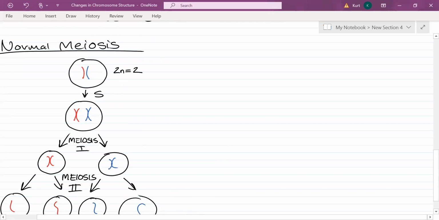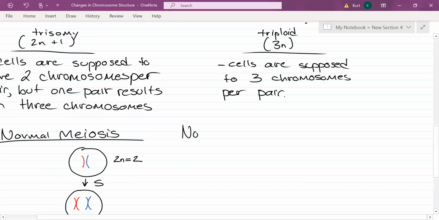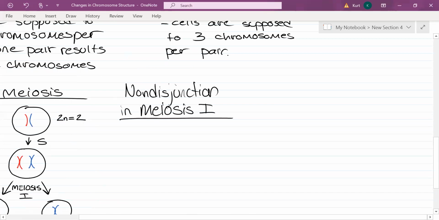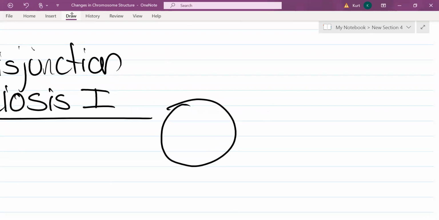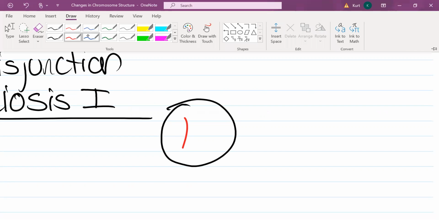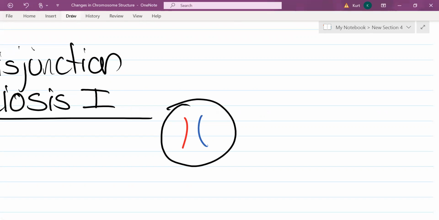Now, I want to show you what happens when there is non-disjunction in meiosis 1. Okay? Here we go. So we have our parent cell, maternal chromosome, paternal chromosome. So how many chromosomes are in this cell, guys? So what's the diploid number?